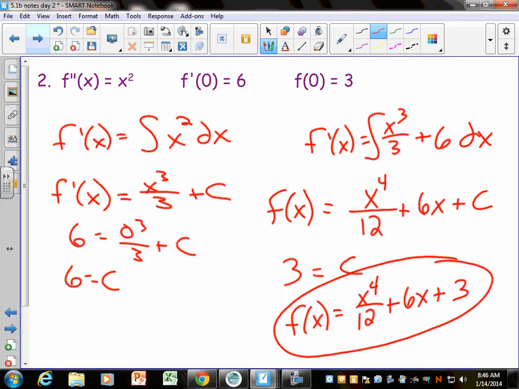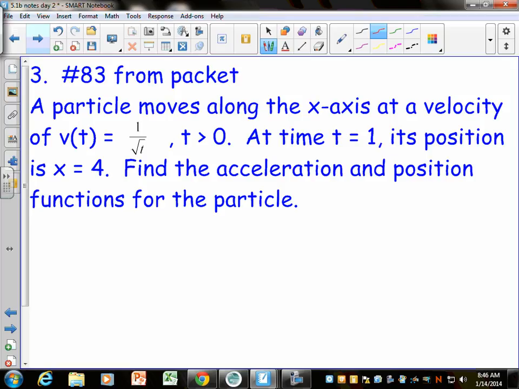We can also apply this to velocity, acceleration, and position functions. Same idea, but it's not going to just be written out like this. Maybe they'll give you the velocity and ask you to find the position, or give you acceleration and ask you to find position, which is kind of telling you to work backwards. So my last example is kind of a wordy one, so you might have to shorten it up or just write through it. It's number 83 from your packet if you don't want to write the whole thing out.